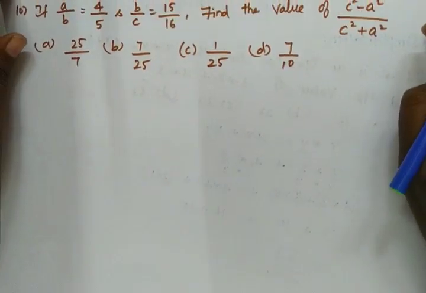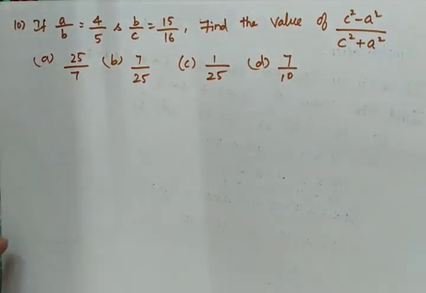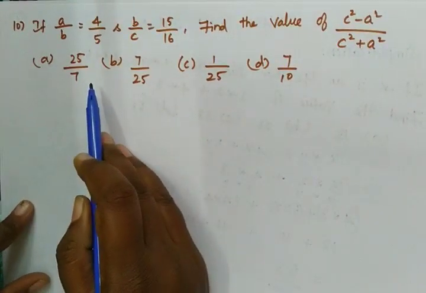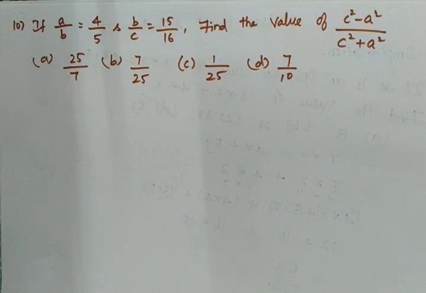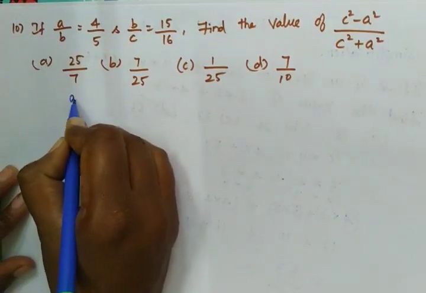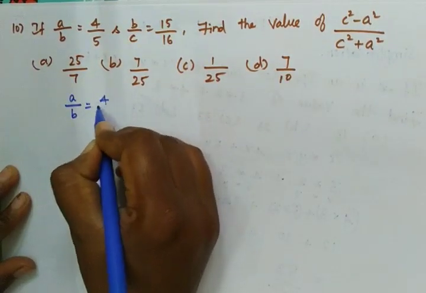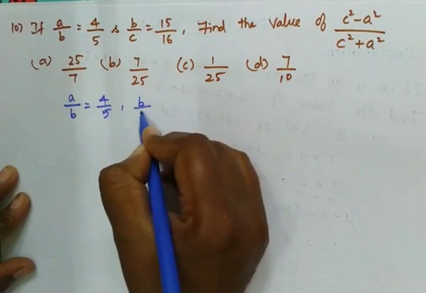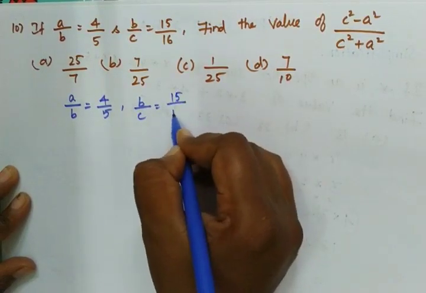This is our last problem in the simplification. If a by b is equal to 4 by 5 and b by c is equal to 15 by 16. Find the value of c square minus a square by c square plus a square. And these are the options given. So what they have given is a by b is equal to 4 by 5 and b by c is equal to 15 by 16.